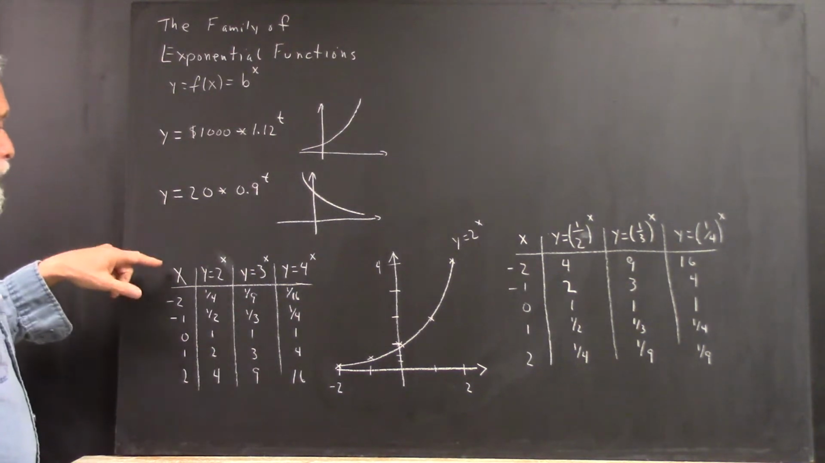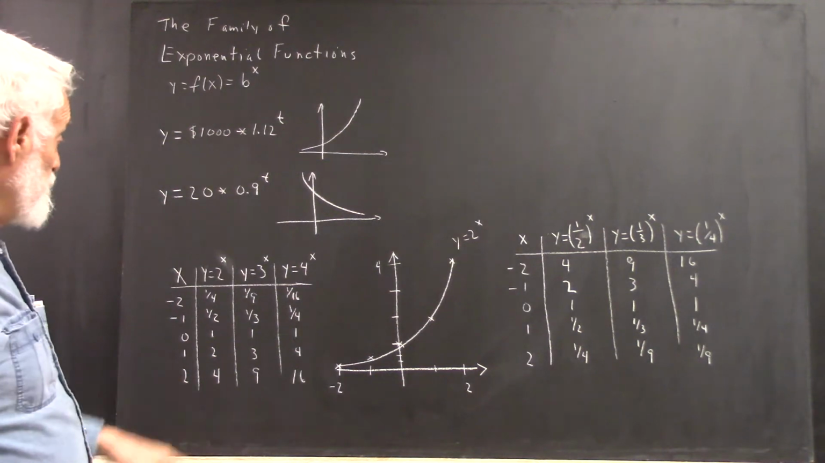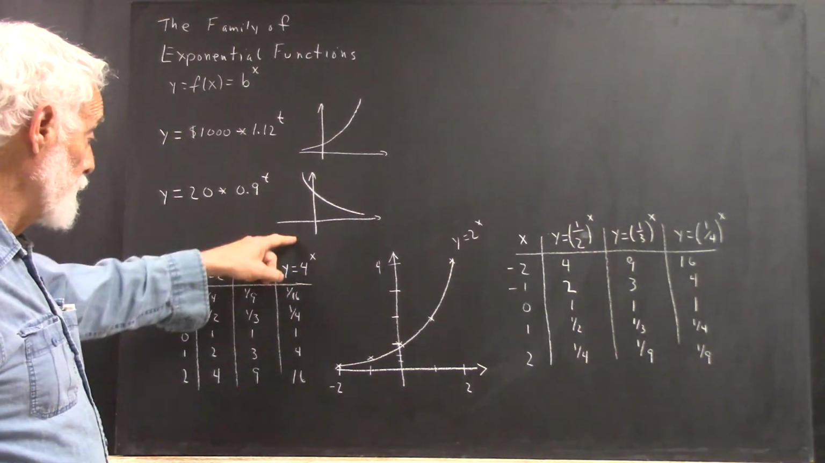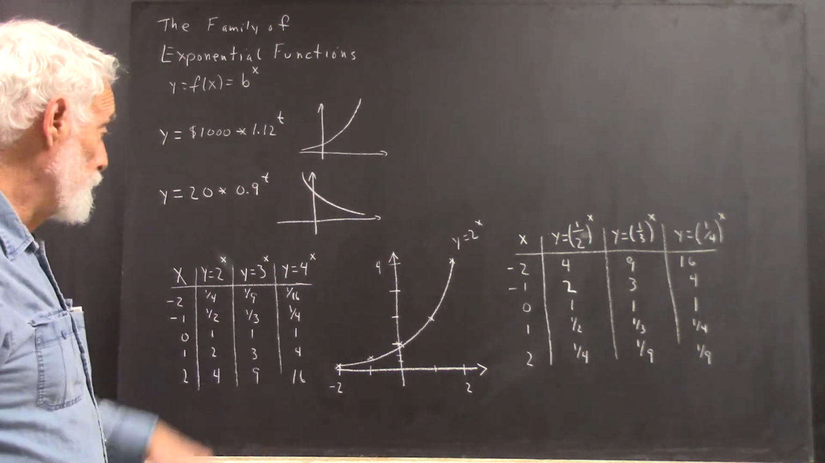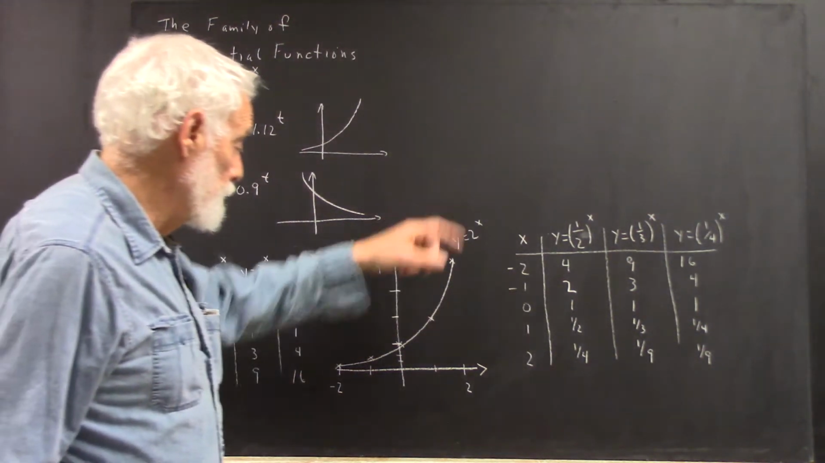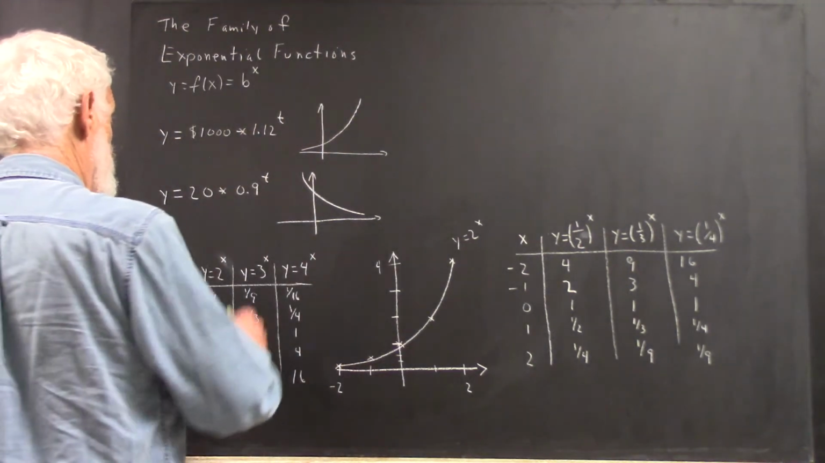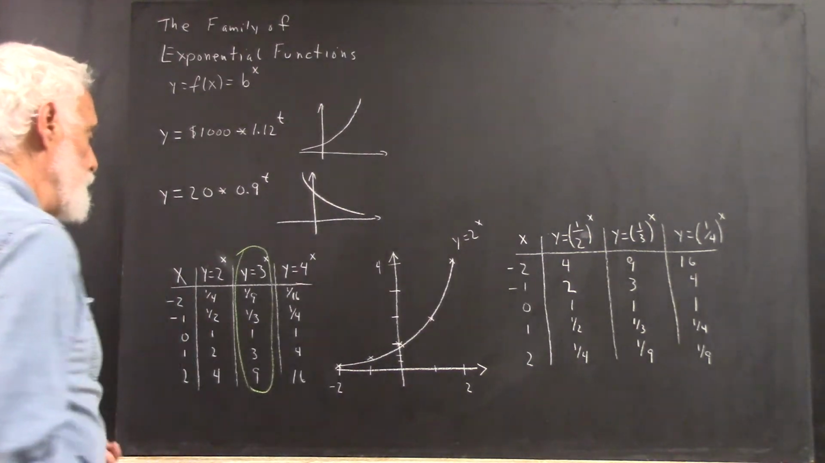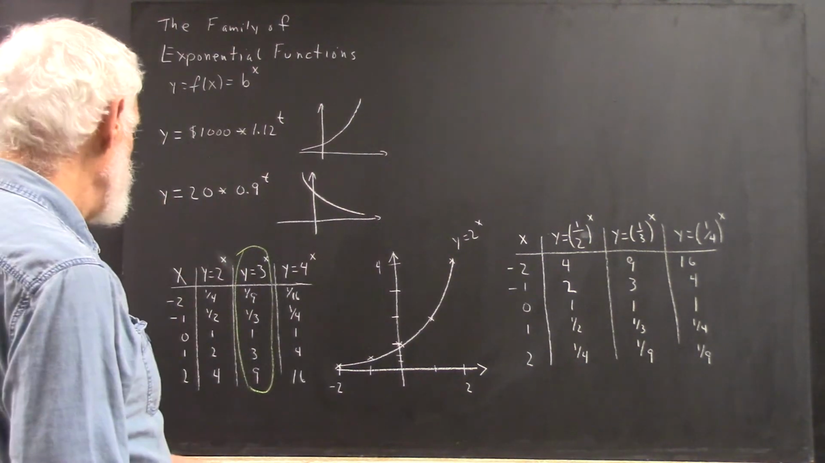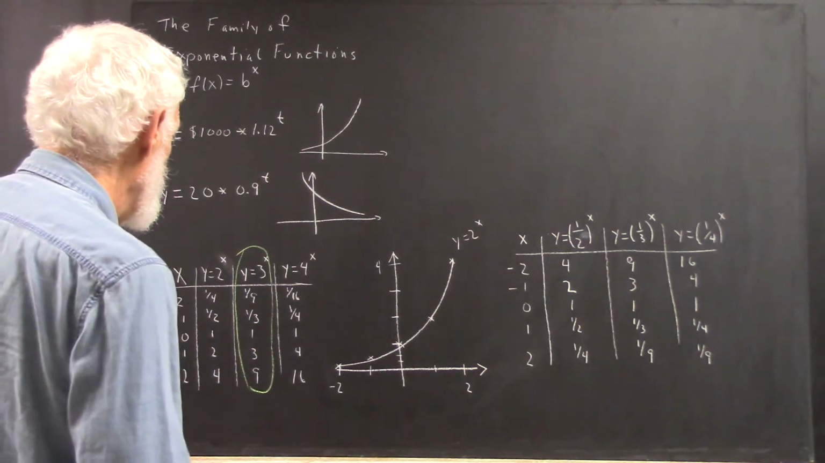Okay, so here is the table for y equals 2 to the x, our familiar table. And we do a table for 3 to the x and a table for 4 to the x. Very straightforward. So here's our graph of 2 to the x. Now let's go ahead and graph 3 to the x. I'll put a green boundary around this part of the table and use green for the graph.